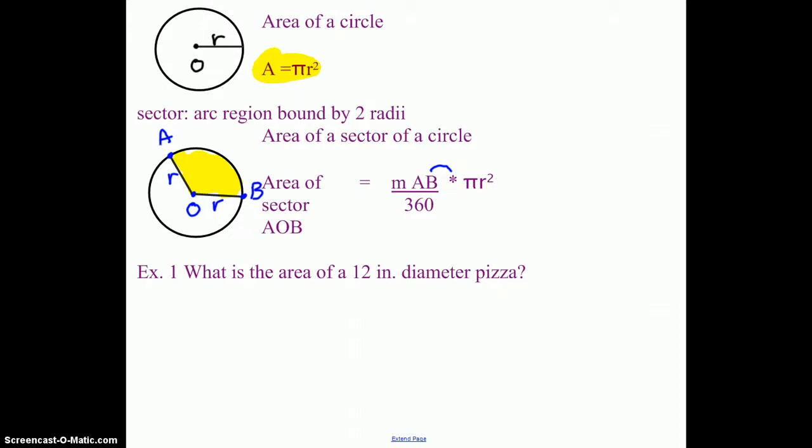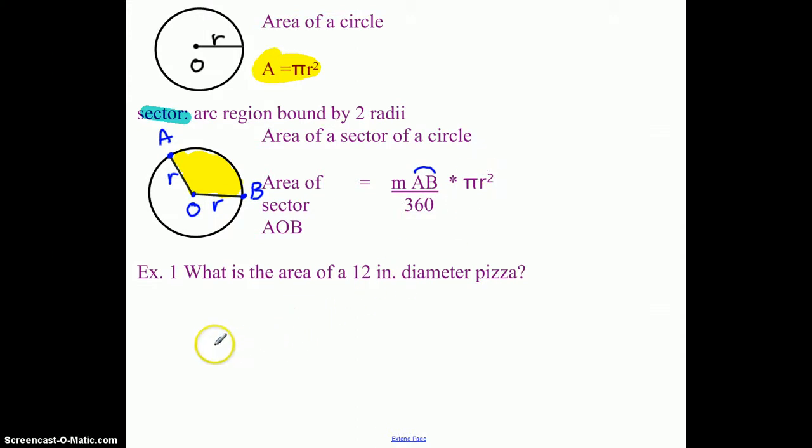Now a sector is something else that's on here. If I do a sector, that means I only want the area of part of the circle. So you can see how in this whole circle, this part right here is in yellow. If we know what the measurement of this arc AB was, we would divide it by 360 and multiply it by the area in order to find the area of the sector.